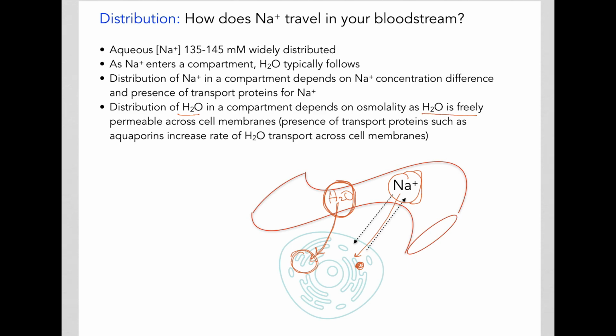Water is more freely permeable across cell membranes, and that's probably because the amphiphilic lipids of the cell membranes are very dynamic structures, and as they move, there are probably gaps that are small enough for water molecules to travel. However, there are also proteins specific for water transport, especially aquaporins. So if a cell has aquaporins, then the water transport will be even much faster.